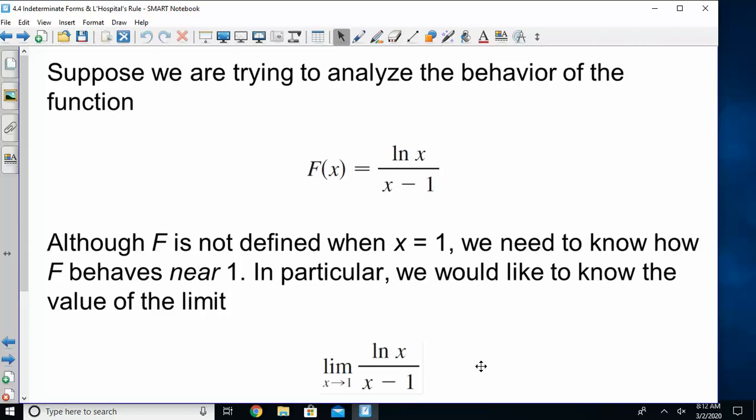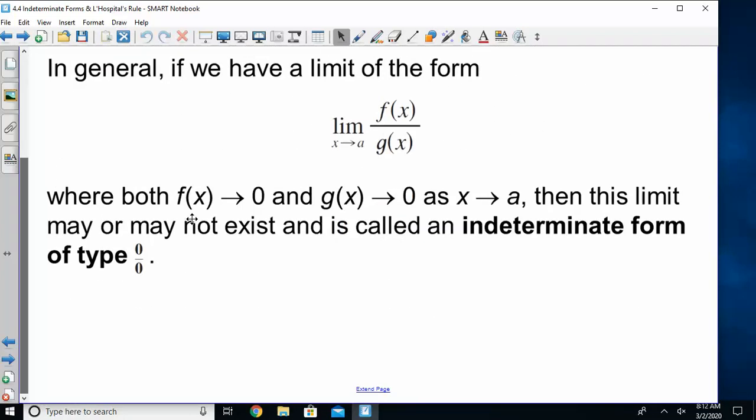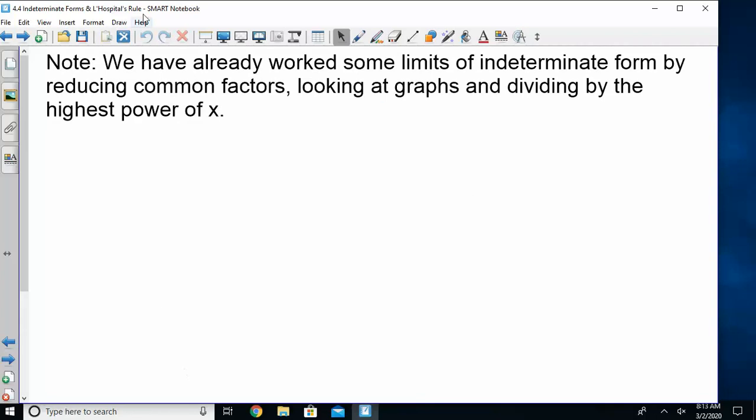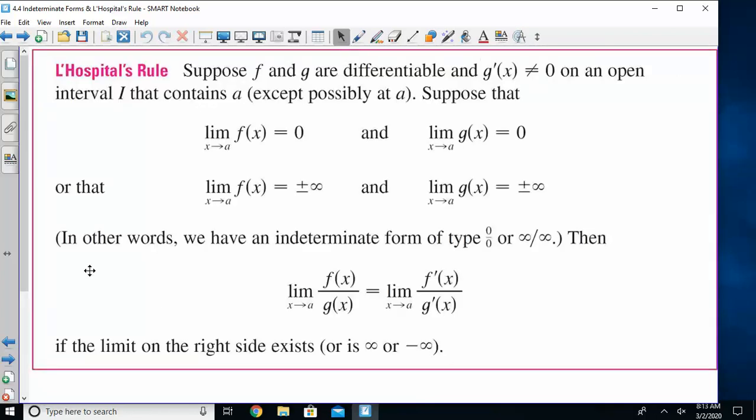You can't just look at that and know what it means. So that's all that's telling us. If you have 0 on top and bottom, that is an indeterminate. We have worked on some of those before by factoring and reducing, but in this case, would you be able to factor the natural log of x and cancel anything out? No, so that's not an option here. So in that scenario, we can use L'Hopital's rule.